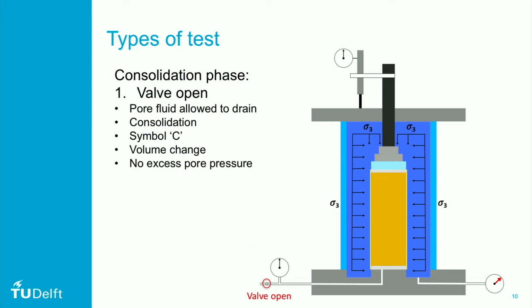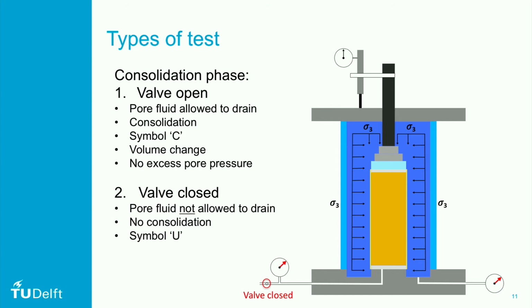In this case, no excess pore pressures will build up and the soil specimen volume will change. If the valve is closed, the pore fluid is not allowed to drain and pore pressures increase, resulting in an unconsolidated soil specimen. We call this test unconsolidated and use the letter U. In this case, excess pore pressure will remain and the soil specimen volume will not change.